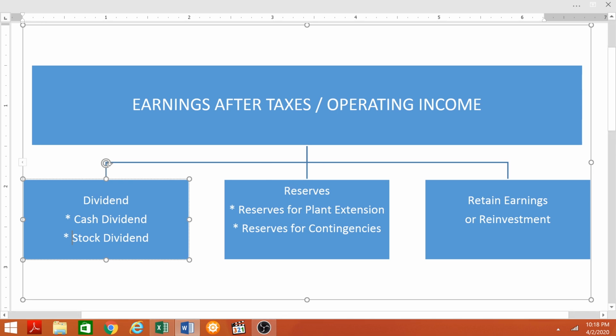Okay, the second part. Out of operating income or net income or earnings after taxes, a part is given to shareholders, which is called dividend. Then the remaining part is appropriated or established for any future reason. Here in this example you can see we are keeping a certain amount as reserve for plant extension. We are planning to extend our plant in future. Similarly, in the next example, there is reserve for contingencies. Contingencies means unforeseen conditions. Nobody knows about the future.